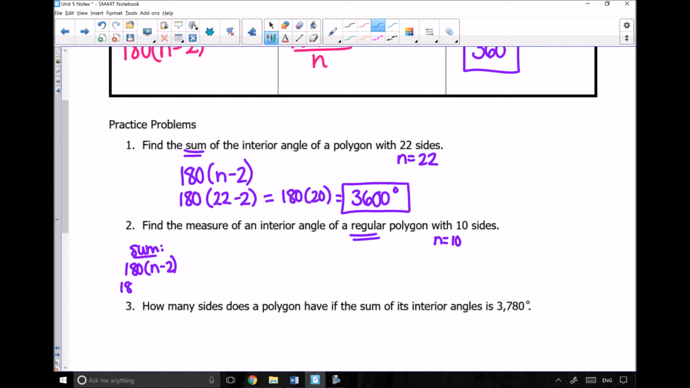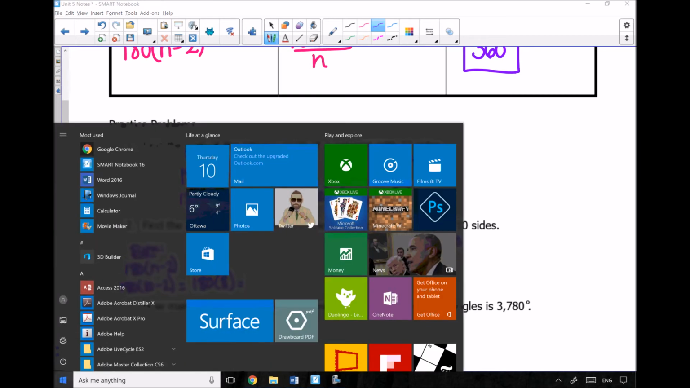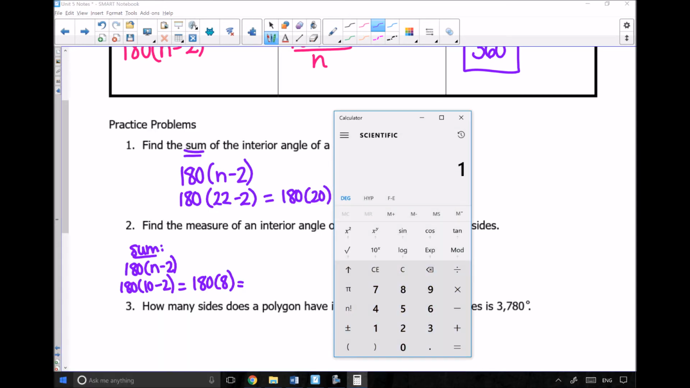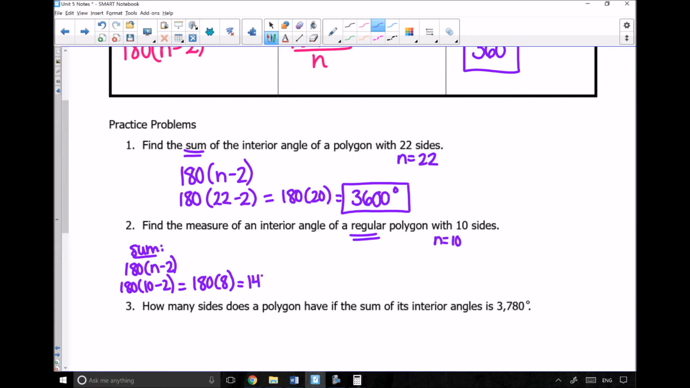So I would do 180 times 10 minus 2, which gives me 180 times 8. And then we can calculate what's 180 times 8, and we end up getting 1,440 degrees. Well, this is the sum.